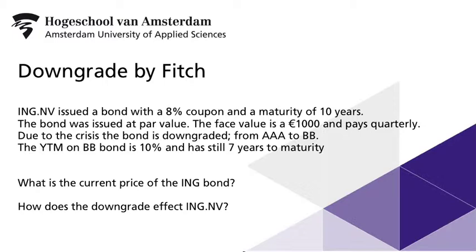ING issued a bond with an 8% coupon and a maturity of 10 years. The bond was issued at par value. The face value is 1,000 and it pays quarterly. Due to the crisis, the bond is downgraded from AAA to BB. The yield to maturity on the BB bond is 10% and it still has 7 years to maturity. So the question is, what is the current price of the ING bond?